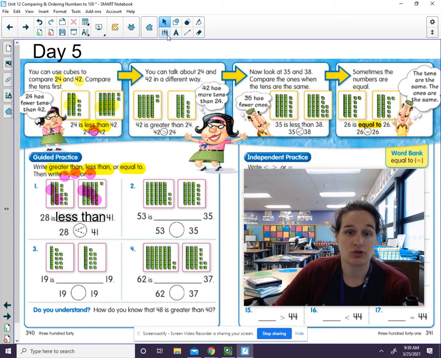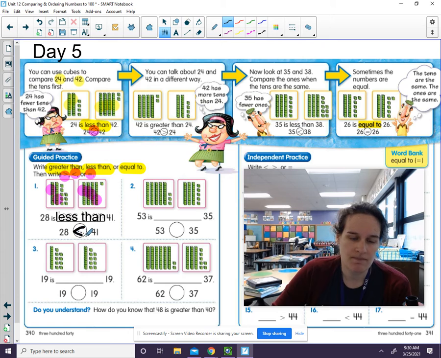I can then draw the symbol. Now again, I always think the alligator or Pac-Man, he wants to eat the bigger number. And so as long as you always draw the open side to the bigger number, you've drawn the symbol the correct way. And we could say 28 is less than 41 by just using that symbol. Let's take a look at our next problem.